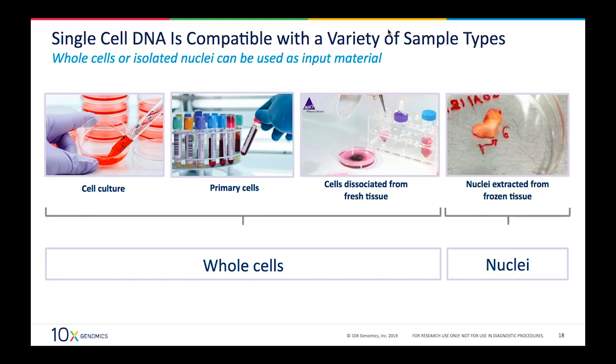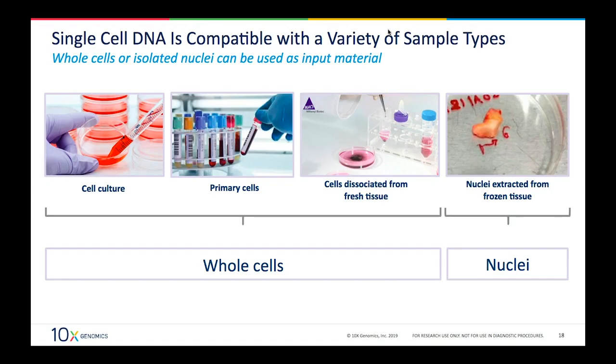So the single-cell DNA system is compatible with a variety of sample types. As long as you have your single-cell or single-nucleus suspension, it's compatible with the system. So you can be using your cell cultures on it or primary cells. It's compatible with cells dissociated from fresh tissue, and it's also compatible with nuclei extracted from flash frozen tissue.